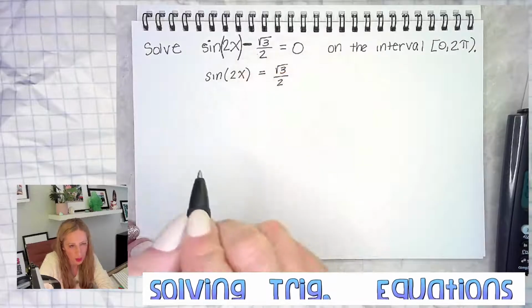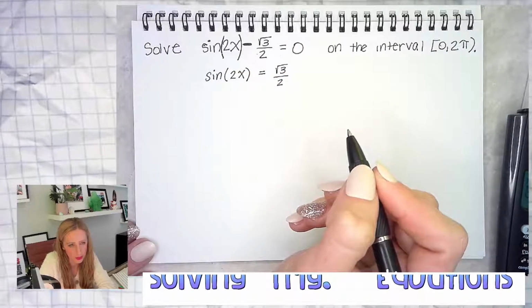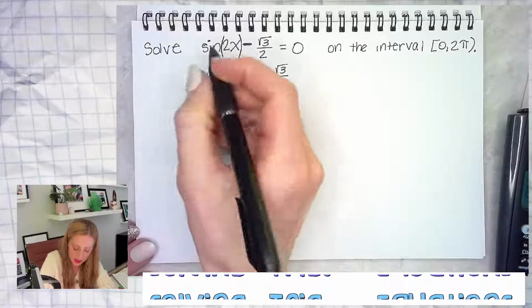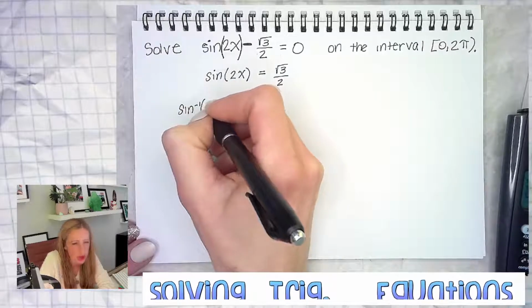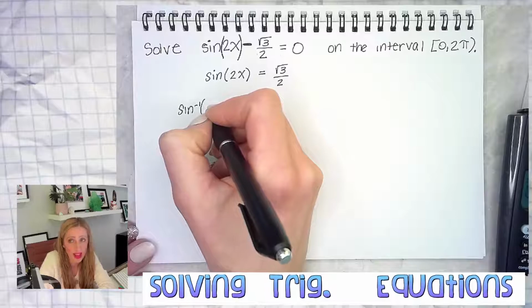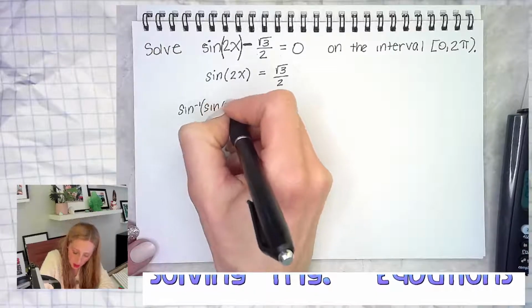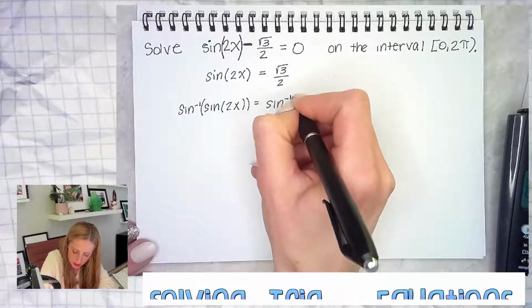Then I'm going to apply what to both sides in this step? Go ahead, Zareen. What are we going to apply to both sides? Sine inverse. Right, we're going to take the inverse sine. Sometimes you'll hear it called arc sine, A-R-C-S-I-N. Same idea.